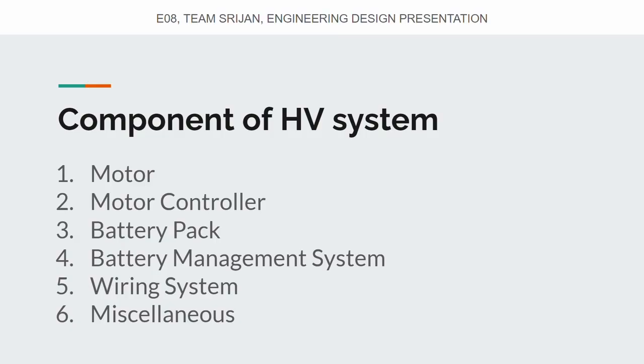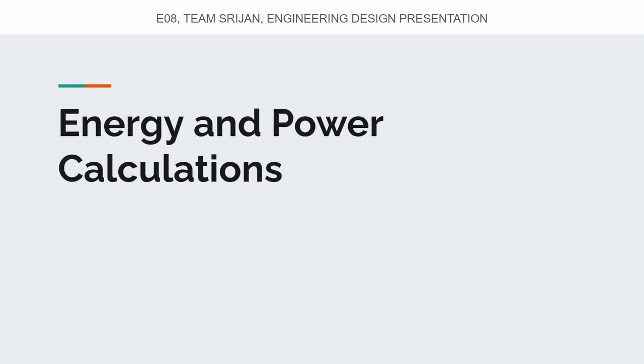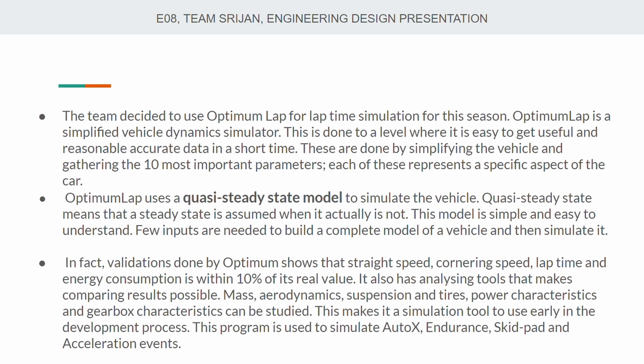The components of the HV system include motor, motor controller, battery pack, battery management system, wiring system, and miscellaneous. For designing the accumulator, or the battery pack, we first required energy and power calculations. As we lacked previous drive cycle data, which is a series of data points representing speed of vehicle versus time, we used Optimum Lab to generate drive cycle data through simulation.